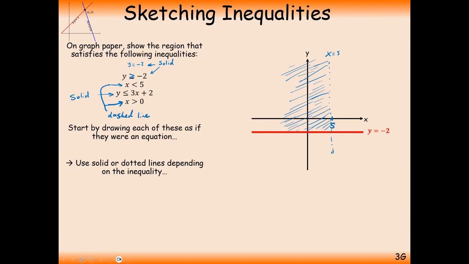Now I'm going to use a different color here. The next line is y equals 3x plus 2. So I'm going to find plus 2 there, that's the intercept, and because the gradient is 3, for every unit I go across, I have to go 3 units up. So 2 plus 3 is going to be 5.